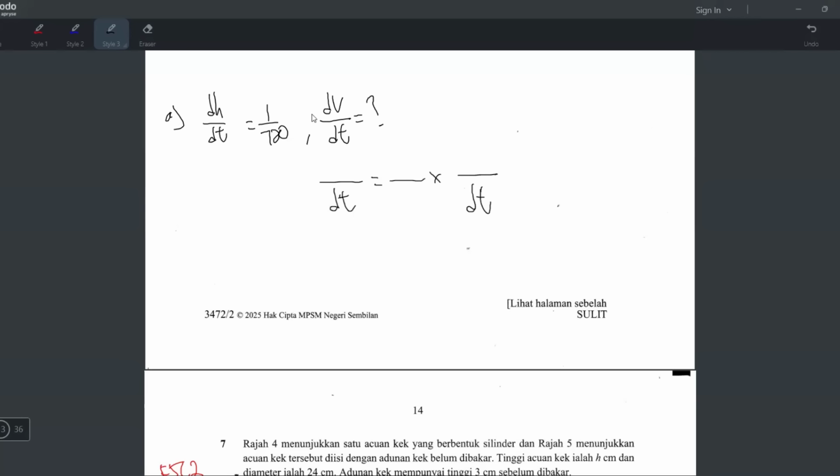Because you can refer above here, right? This is dH dt, dV dt. The dt is already confirmed to go here. So what's left is only dV and dH. So what do you think will be your equation later? V equals or H equals?